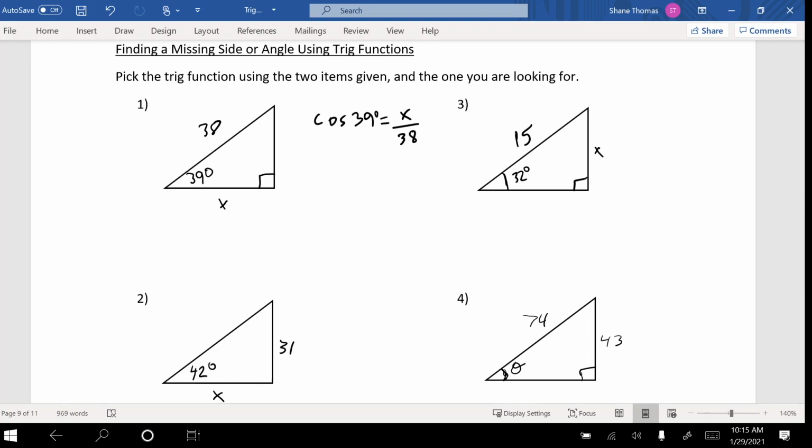Now from there, all we have to do is a little bit of algebra. I want to get x by itself, right? We're solving for x. How do I get x by itself? Yeah, multiply both sides by 38. Now I'm going to have 38 times the cosine of 39 is equal to x. Punch it into the calculator, and what do you get? Should be in degrees.